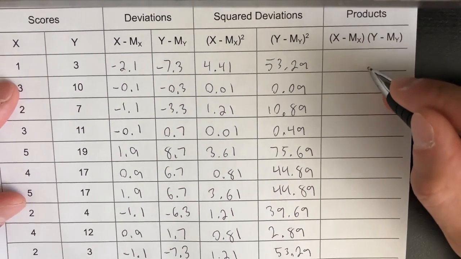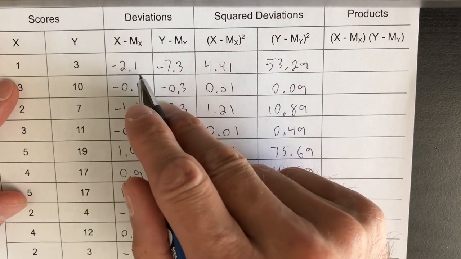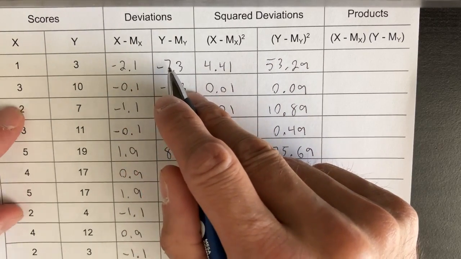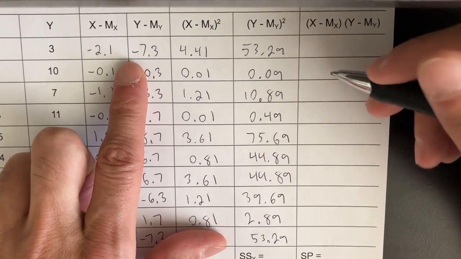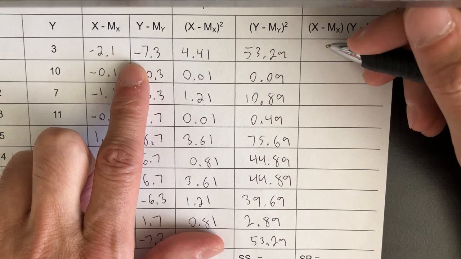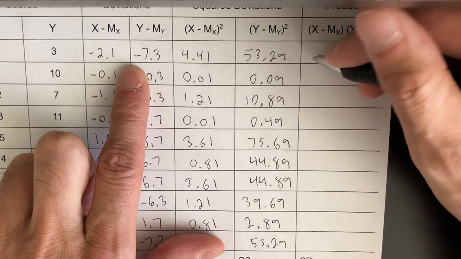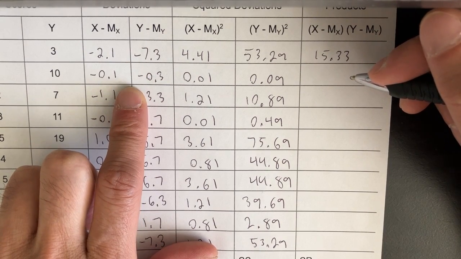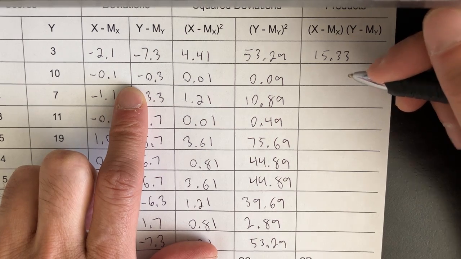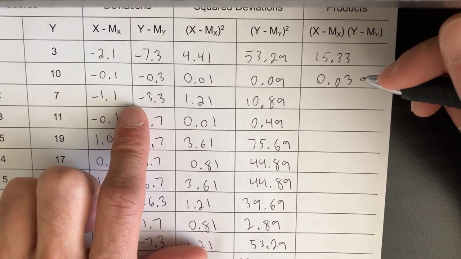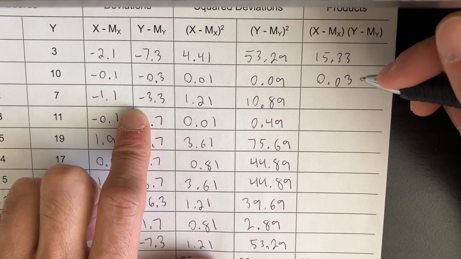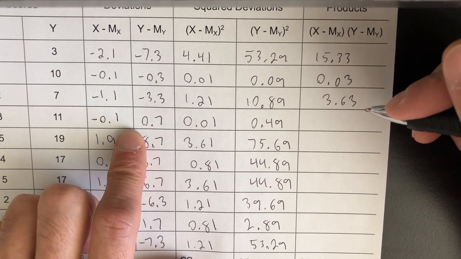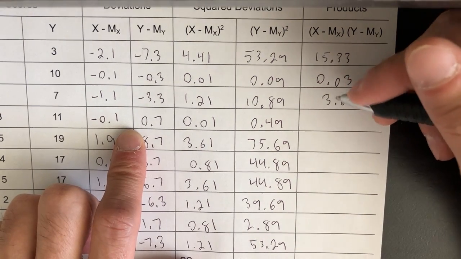Okay, so now we have one more column to go. For this last one, we're just going to go to the deviations column and multiply the x deviations and the y deviations together. So let's go ahead and start. Negative 2.1 times negative 7.3 is 15.33. Negative 0.1 times negative 0.3 is 0.03. Negative 1.1 times negative 3.3 is 3.63. Negative 0.1 times 0.7 is negative 0.07.